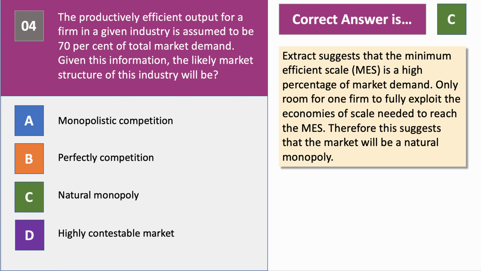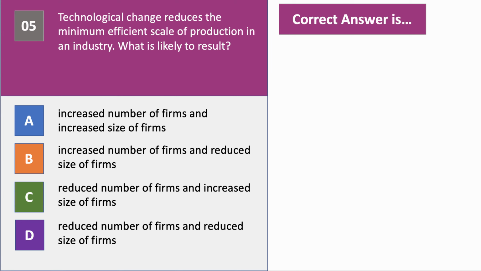One more question on this test. Here we go. Question 5. Have a go, please. Technological change lowers the minimum efficient scale of production in an industry. What is likely to be a consequence of that? Press the pause button, have a go.